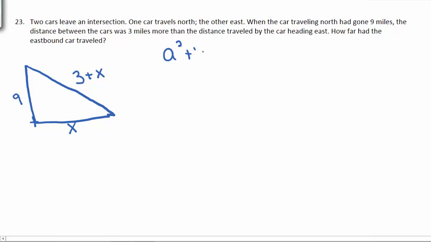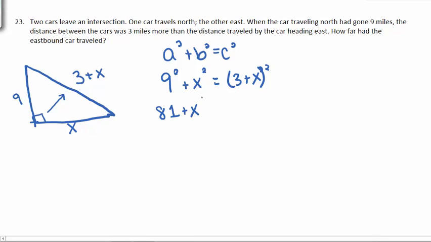So a squared plus b squared equal to c squared. The c is always the one opposite the 90-degree angle. So a is going to be 9 squared, b will be x squared, and c is 3 plus x squared. 9 squared is 81. And when you're squaring a parenthesis, you square the first number, 9. 2 times 3 times x is 6x, and then we square the x squared.